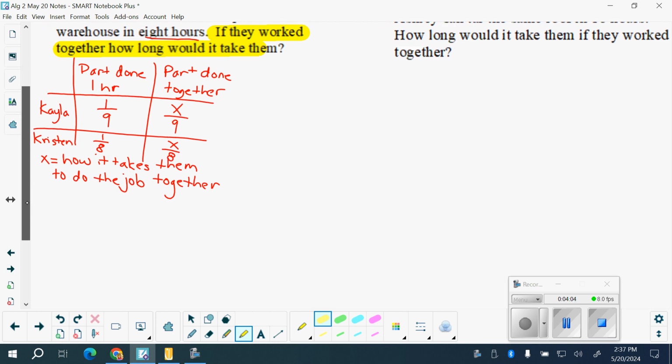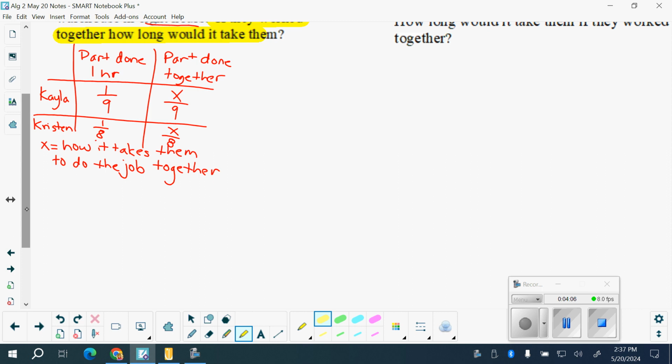So they are doing one job together. So this is the part of the job that they do. So we're going to use this column here. So x over 9 plus x over 8 equals one job. And so now we're going to solve it. So how might we solve that?